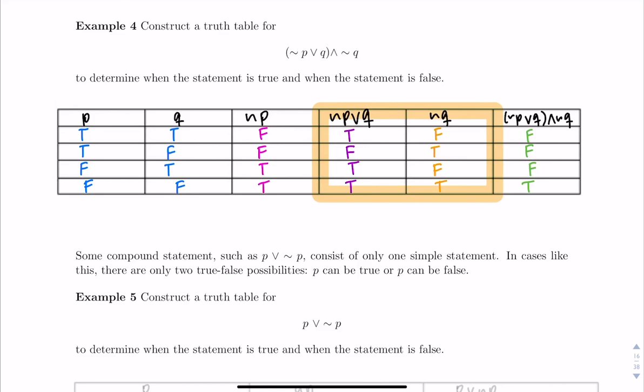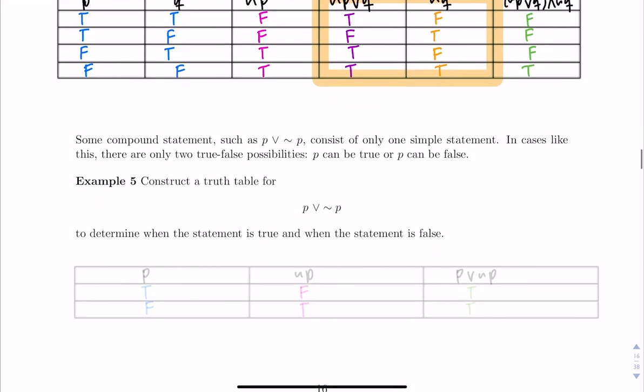Now some compound statements, such as P or not P, consist of only one simple statement. In cases like this, there are only two true-false possibilities. P can be true or P can be false. So let's go ahead and construct a truth table for that statement, P or not P.